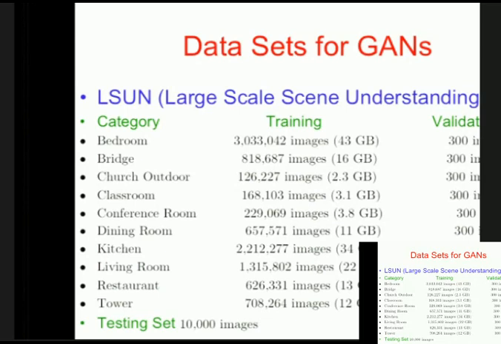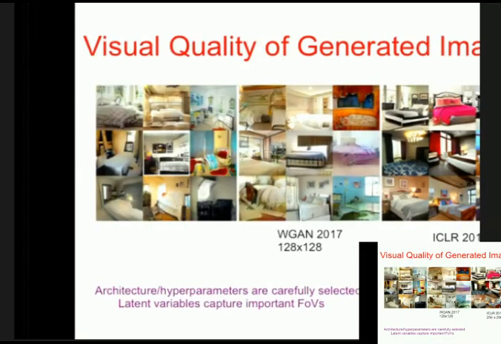And where do you get all these images for doing your projects on GANs? This seems like a famous data set now, LSUN, large scale scene understanding: bedrooms, bridges, church outdoor, classroom, conference room, dining room, kitchen, living room, restaurant, tower, with a testing set of 10,000 images, and a training set of, look at that, 3 million images of bedrooms, hotel bedrooms, and so on. And then they've provided validation sets, all of this. So lots of examples.